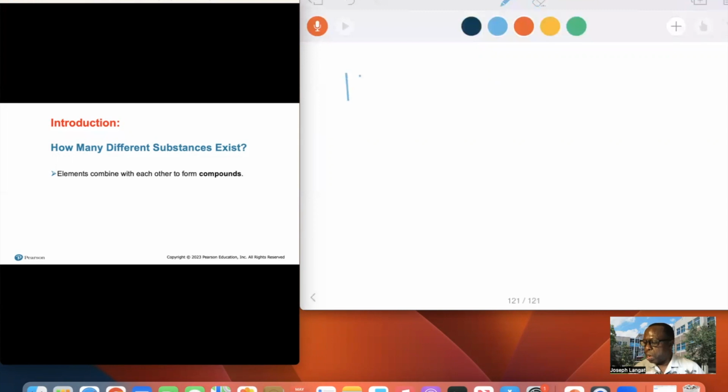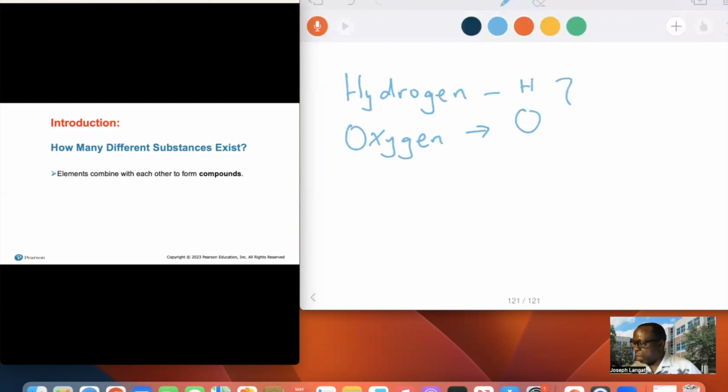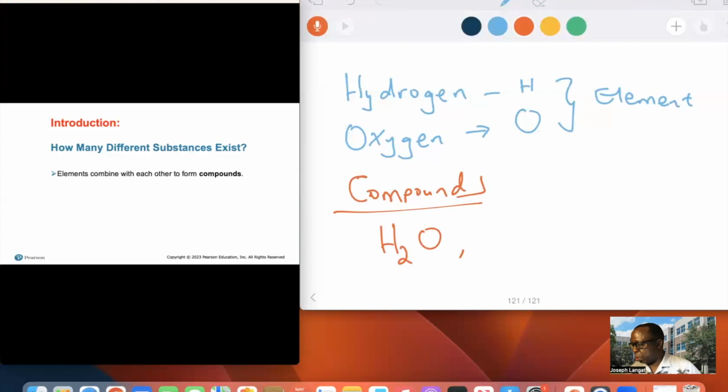For example, this is hydrogen. And by the way, you should be able to write the chemical name and chemical symbol. Oxygen, for example, here, is an element with the chemical symbol O. These are elements which, when they combine, form compounds. Compounds include H2O and sodium chloride. Sodium combined with chlorine. These are the compounds; these are the elements.